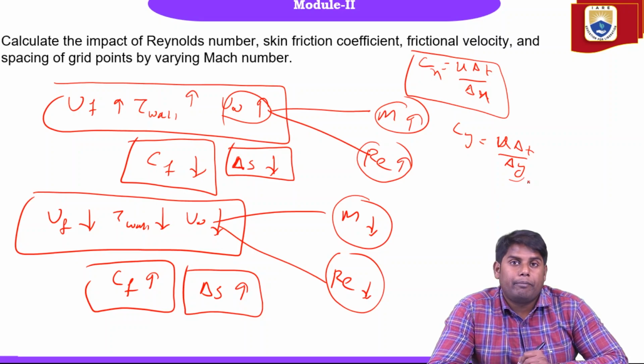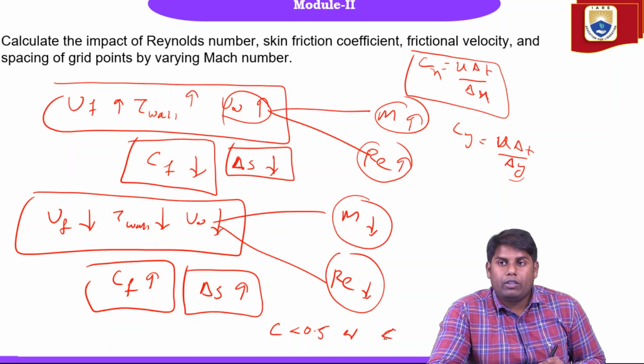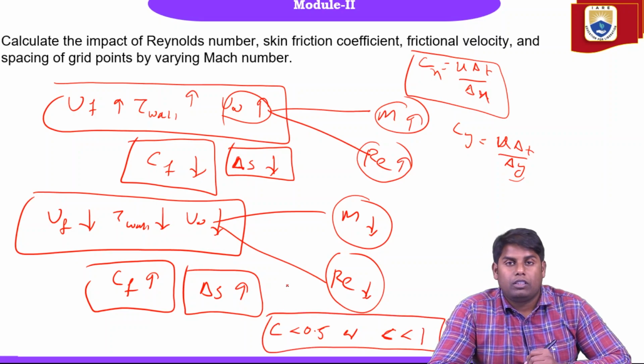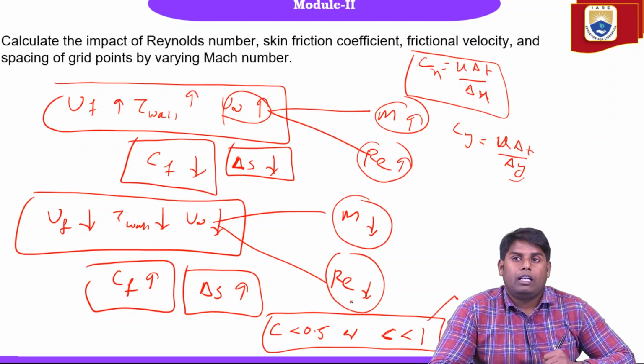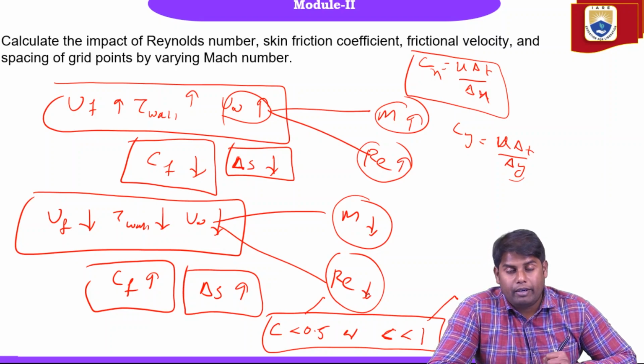So how does it show an impact? It shows a very big impact, where the Courant number criterion should be less than 0.5, or at most the C value is less than 1. Okay, so this is the maximum case, and this is the minimum requirement. Minimum in the sense that it can have a C value of 0.8, 0.9 also, but for the most comfortable stability we have 0.5 actually. So if we have 0.5, then it will most likely be stable.